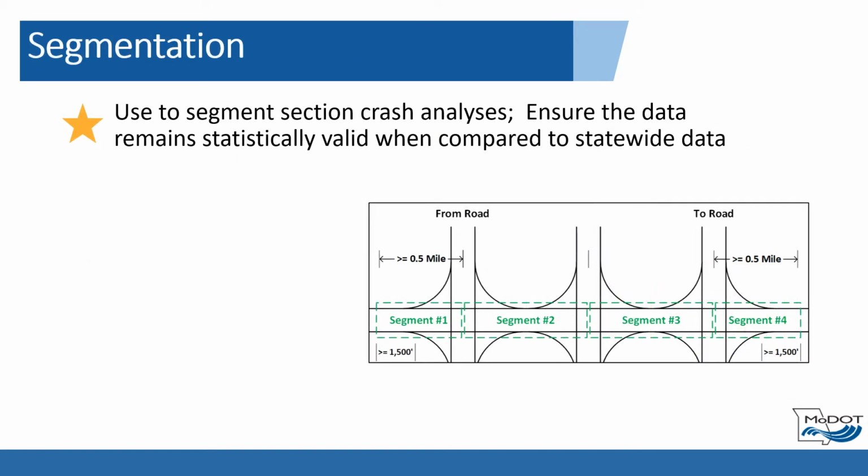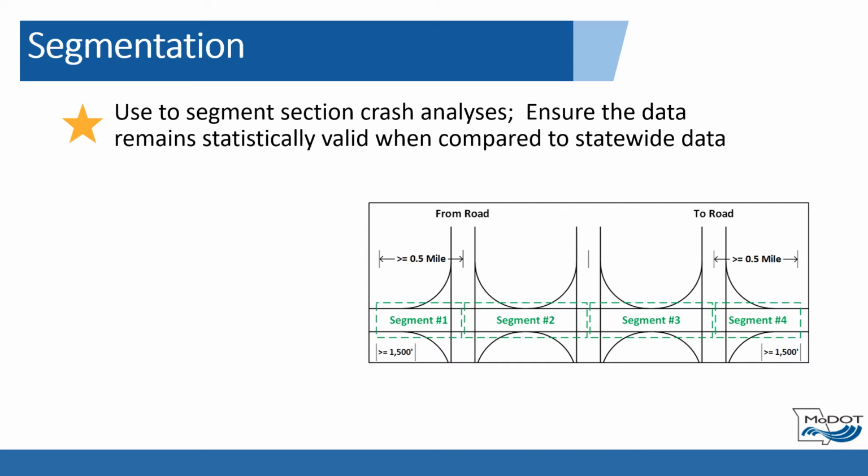Section crash analyses can be segmented as needed. However, it should be done in a manner that ensures the data remains statistically valid when comparing to statewide average crash rates. Due to statewide average crash rates consisting of many miles of continuous corridors, segmenting the data too much may create sample sizes that are too small and lessen the validity of the comparison of the crash rates to the statewide average.